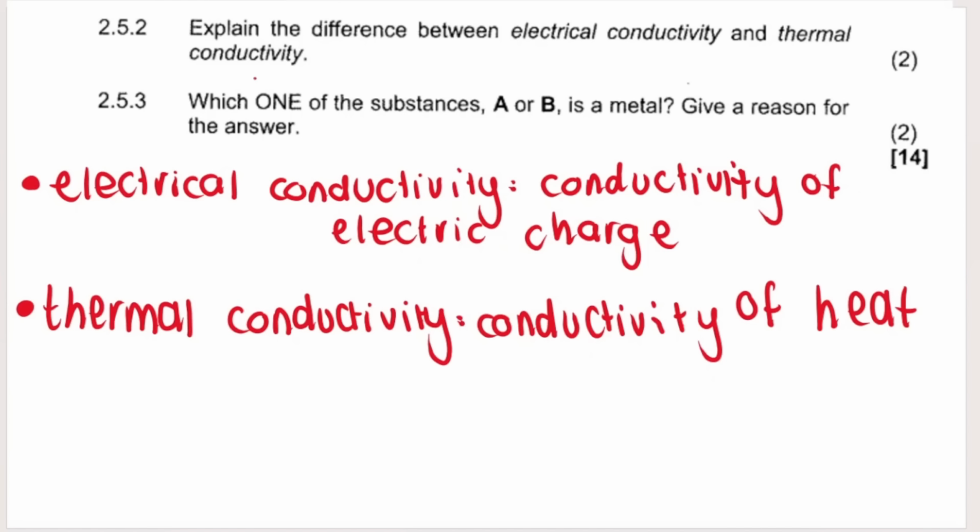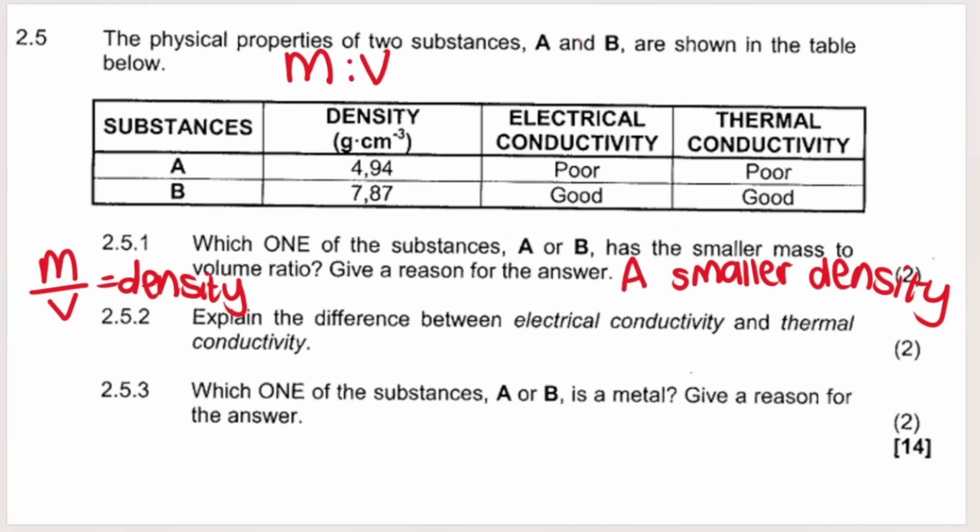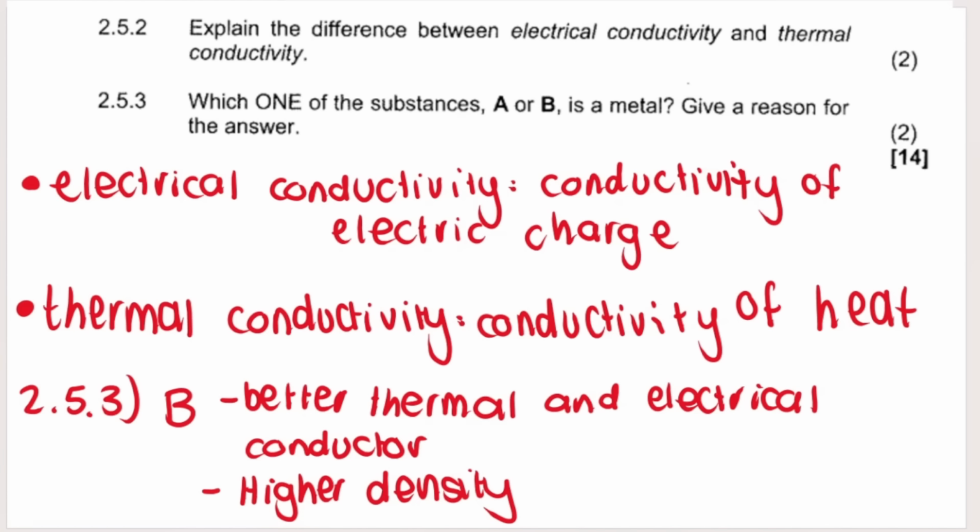2.5.3 says which one of the substances A or B is a metal. Give a reason for your answer. So if you look at the table, we can see that B is a good conductor of electricity, or electrical conductor, and it is a good thermal conductor. Therefore, B is my metal. Another reason would be if you look at the densities, B has a much higher density, and we know that metals have a higher density. They just want one reason, so we can choose.